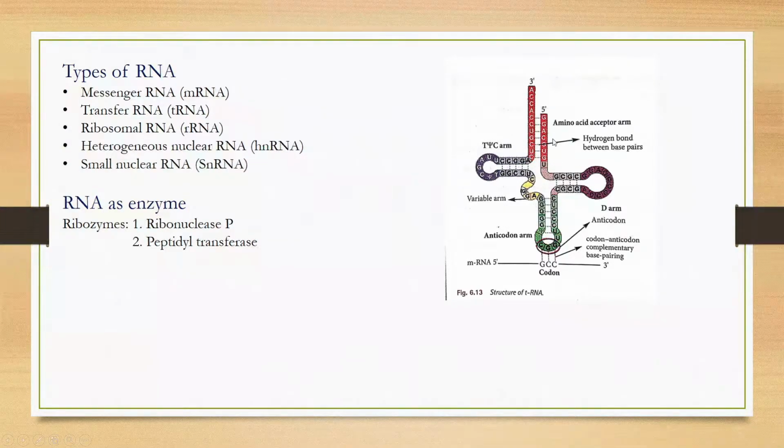Now come to the pseudouridine arm, or T psi C arm. This is called the T psi C arm. Here, the opposite arm of this D arm is the pseudouridine arm, as it contains pseudouridine, generally denoted by the Greek letter psi. It is involved in the binding of tRNA to ribosomes.